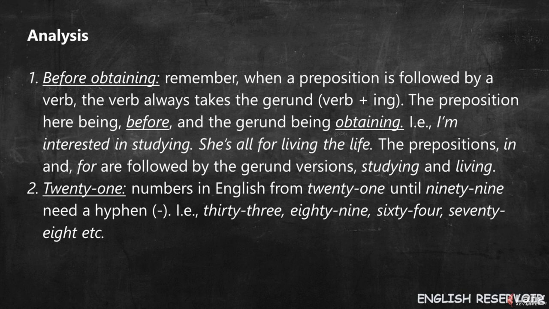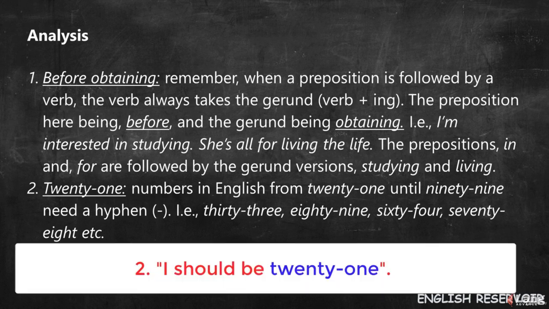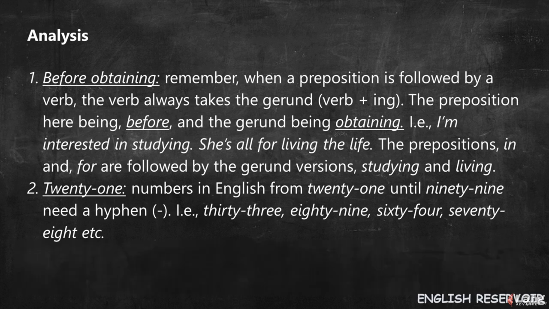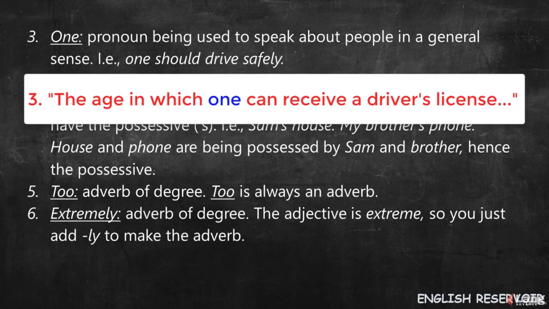2. 21. Numbers in English from 21 until 91 need a hyphen, i.e., 33, 89, 64, 78, etc. 3. One is a pronoun which is used to speak about people in a general sense, i.e., one should drive safely.